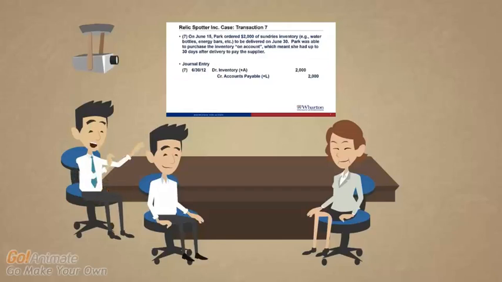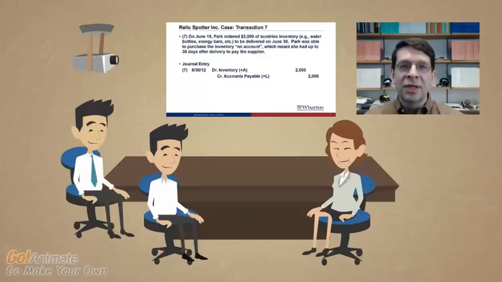Hey, when is the date for the transaction? June 30th and not June 15th? Good spotting. On June 15th, we place the order, but there's no transaction. There's no exchange of goods, services, or cash on that date. It's not until June 30th when we actually receive inventory that we then have to account for a transaction.